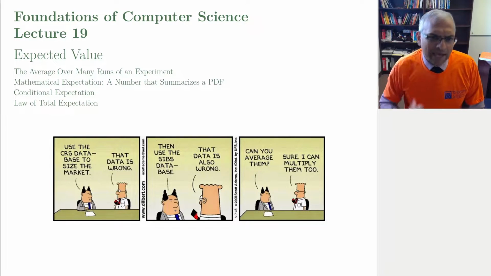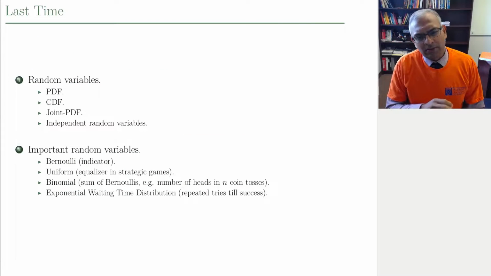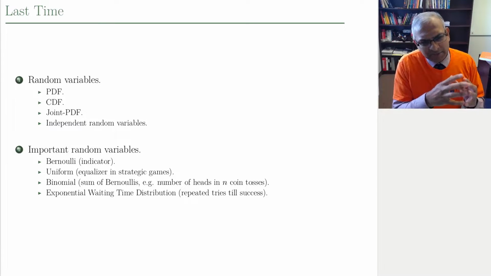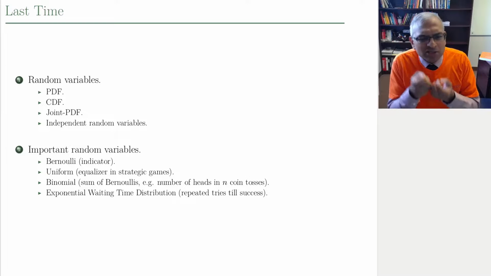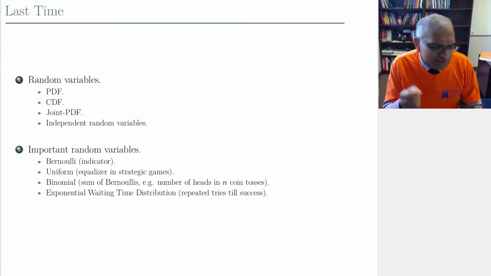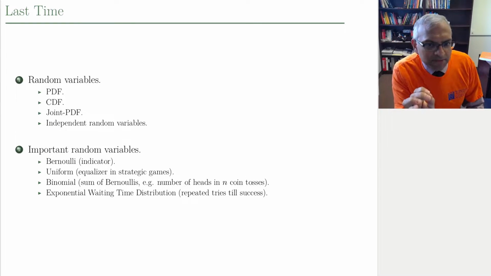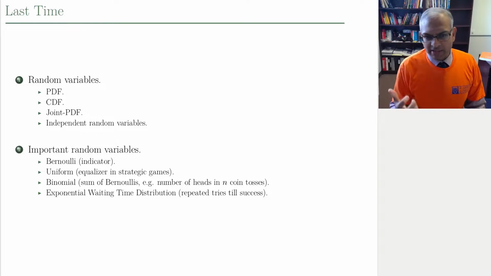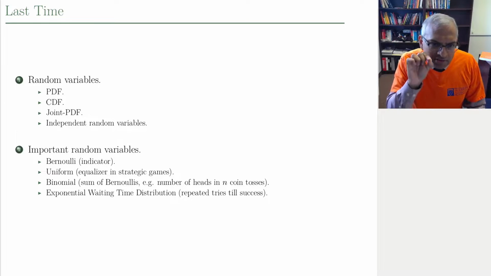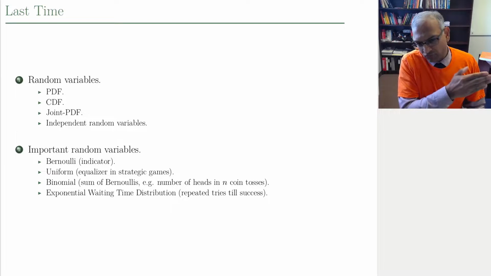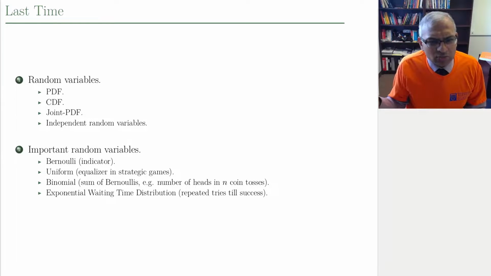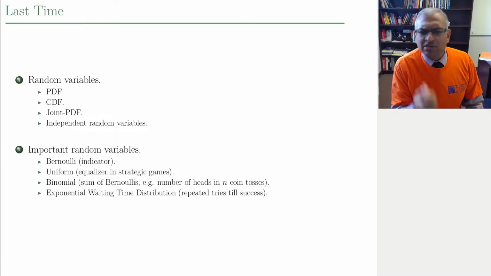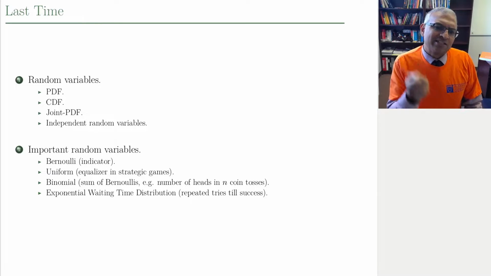So let's recap. Last time, we were analyzing complex experiments with complex outcomes, and then we said, well, we're typically not interested in the complex outcome. We're interested in some quantity of interest, a measurement. And so we introduced this notion of a random variable, which captures this intuition of a measurement. For example, if you flip 20 coins, we're not interested in the exact flips, the exact outcome of the 20 coins. We're just interested in the number of heads. That's an example of a measurement.